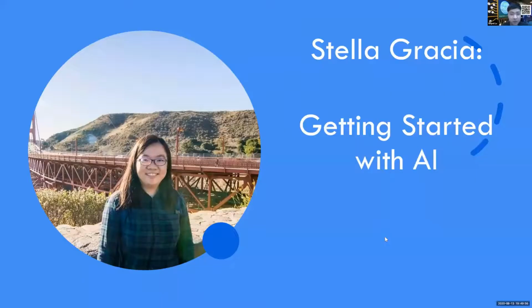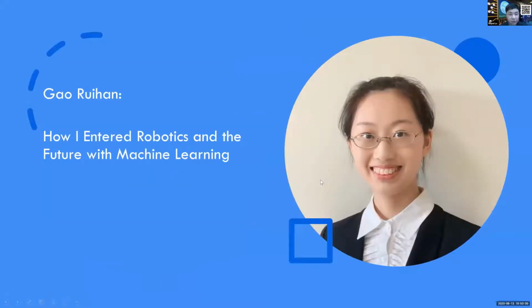So let's welcome our next speaker, Gao Ruihan, who is also a Lee Kuan Yew Gold Award winner. She'll be introducing how she entered into robotics and the future of machine learning. So let's welcome her.